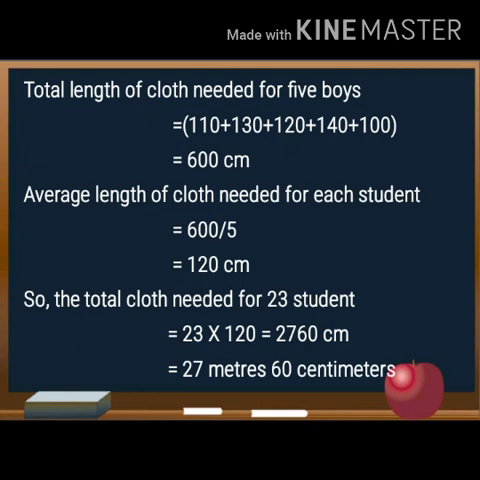I just ask you one question. Just think about that. Here the average length is 120 centimeters. But would it be right to cut out a 120 centimeter piece for each? No, it's not right, because 120 is just an average value. It is not an exact value. Okay?